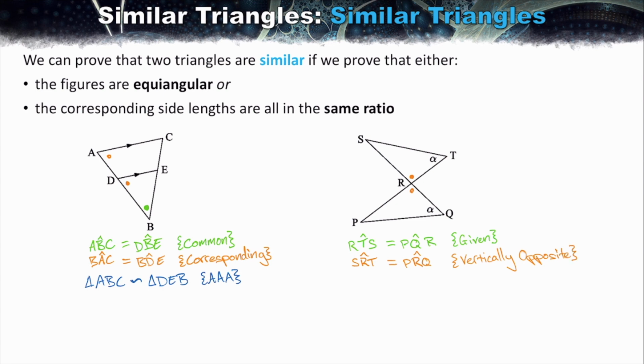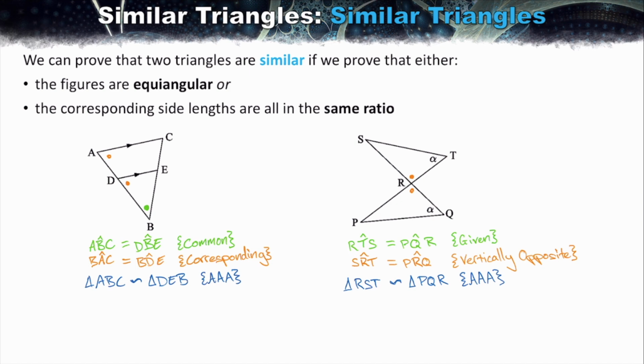So now, as before, we don't need to establish that the third ones are equal to each other, because for it to be a triangle, it has to add up to 180 degrees. If the other two are equal to each other, it means the third one must be. So we can conclude at this point that triangle RST must be similar to triangle PQR. And our reason, once again, is we've proven that they're equiangular. So it's just angle, angle, angle.